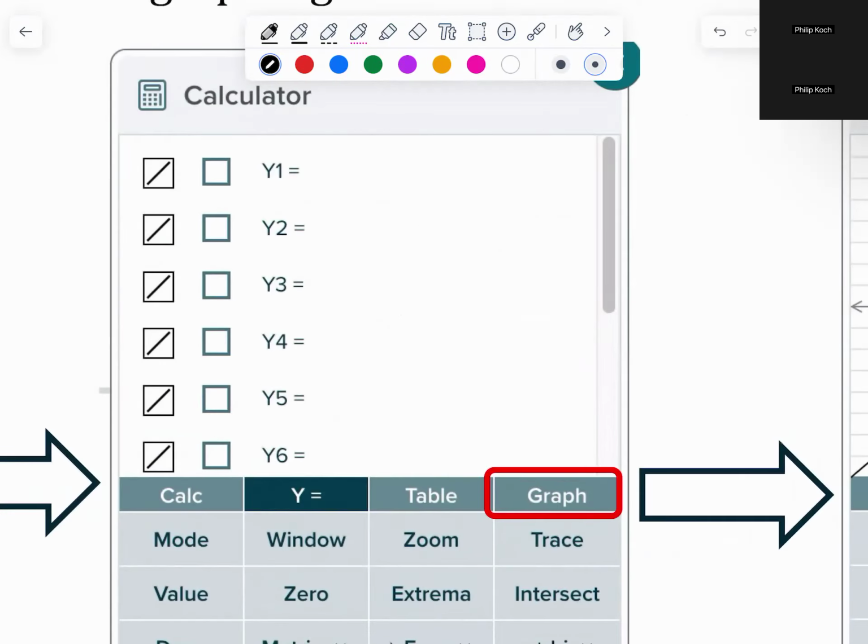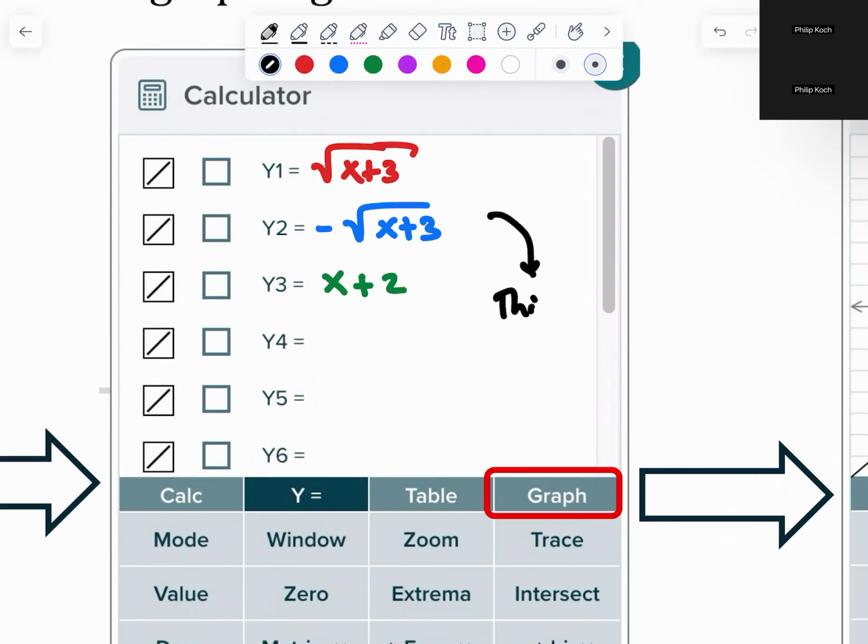It says y sub 1, y sub 2, y sub 3, and then it has these little check marks and stuff like that. Feel free to mess around with those things. I believe that might change color, but as soon as you start entering them, it should graph them. So we're going to write y sub 1, that's the positive square root of x plus 3, then negative square root of x plus 3, and then the last one was the x plus 2. Then click on graph. So now that it has the equations, you can ask it to graph these equations and it will do that.